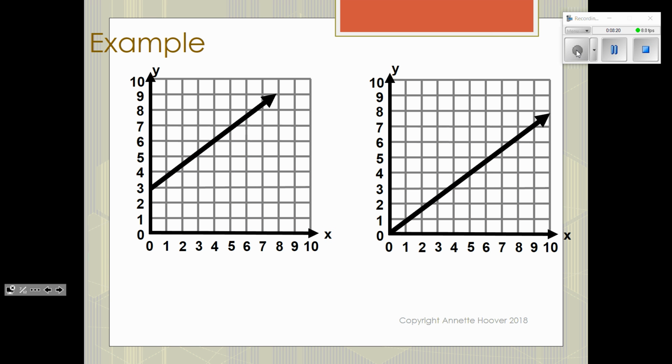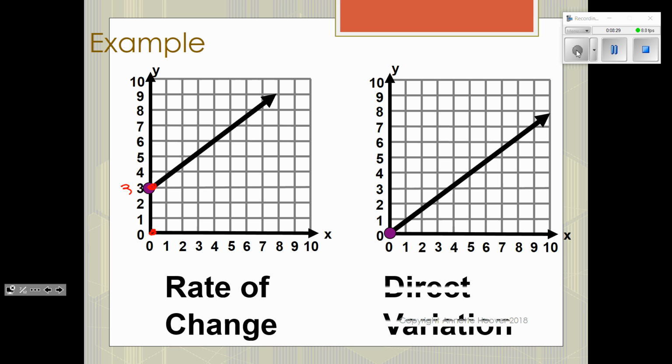In this first one, notice right here, the y starts at 3. It does not start down here at 0. So this is an example of rate of change. This one over here starts at 0. So this one is direct variation, and it is a straight line. You must have a straight line, and it must start at 0.